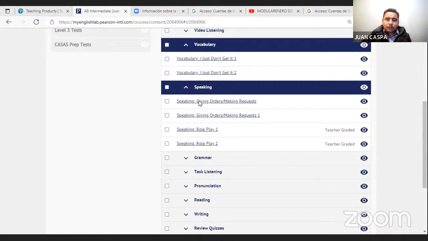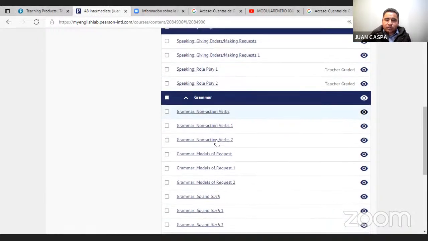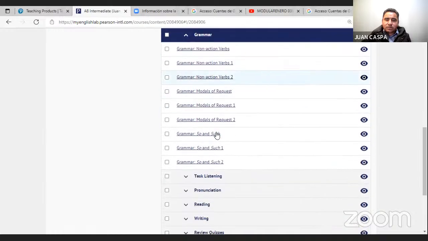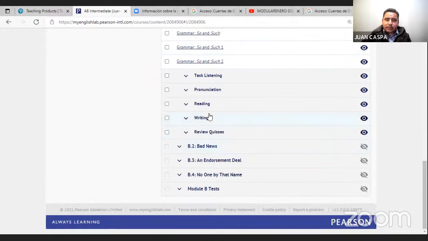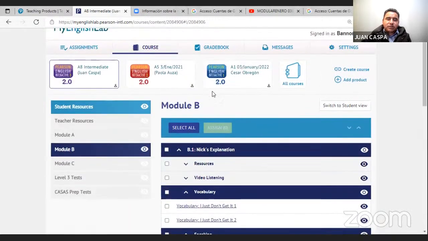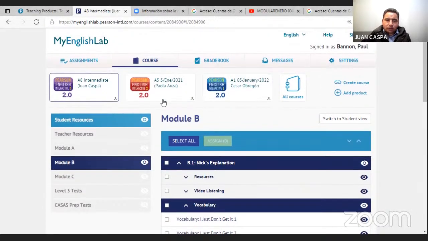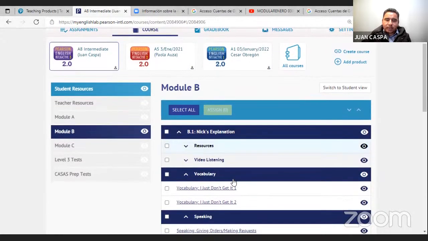But there are some of the how to make requests, how to make orders, and the grammar, for example, there are non-action verbs, action verbs, modals of requesting, and something like that. And there is the guidebook, of course. And in order to complete something, for example, I can assign you some activities about module B. And about that, you're gonna have some time.